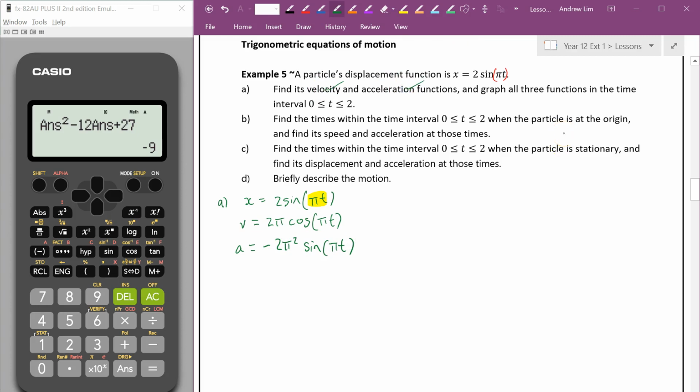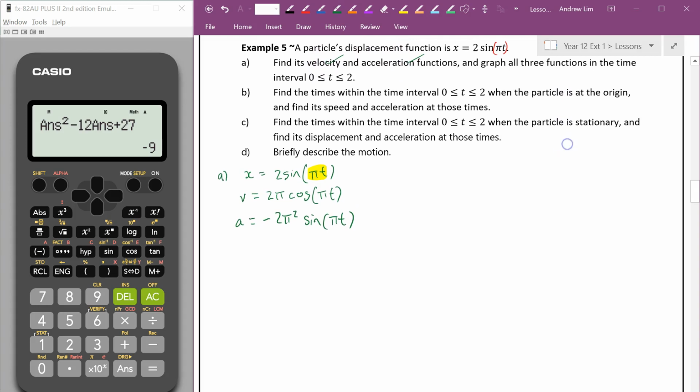Now we need to graph all three in the time interval from 0 to 2. So maybe I'll do that over here. Okay. When we looked at how to graph trig functions, remember we worked out that whatever is at the front, the coefficient of sine or cosine, that was the amplitude. So we know that it's going to go up to 2 and down to negative 2. Okay, because the center of motion is just 0. So it's 2 above and 2 below 0.